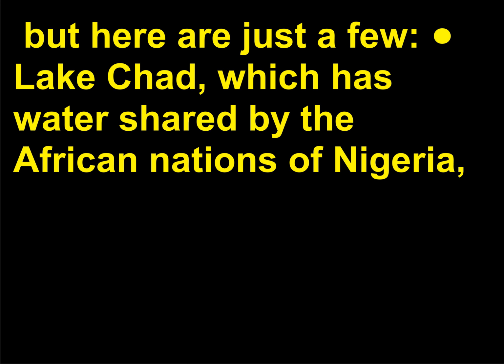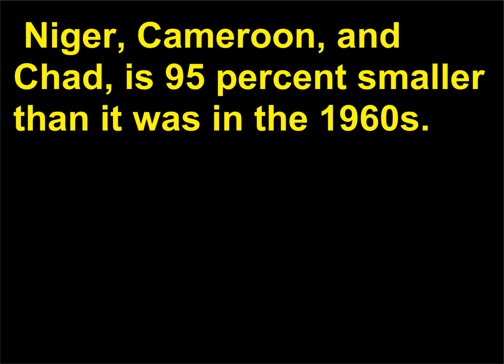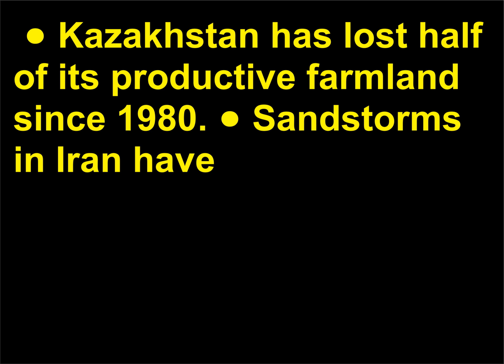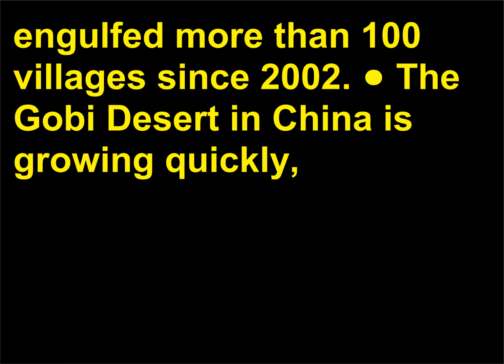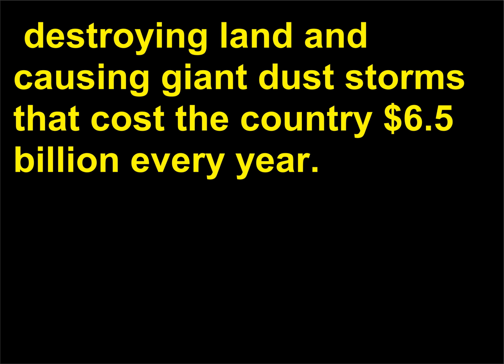Lake Chad, which has water shared by the African nations of Nigeria, Niger, Cameroon, and Chad, is 95% smaller than it was in the 1960s. Kazakhstan has lost half of its productive farmland since 1980. Sandstorms in Iran have engulfed more than 100 villages since 2002. The Gobi Desert in China is growing quickly, destroying land and causing giant dust storms that cost the country $6.5 billion every year.